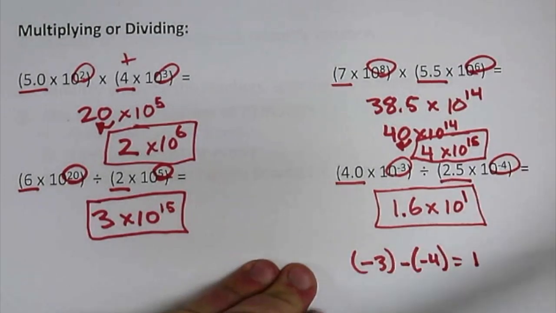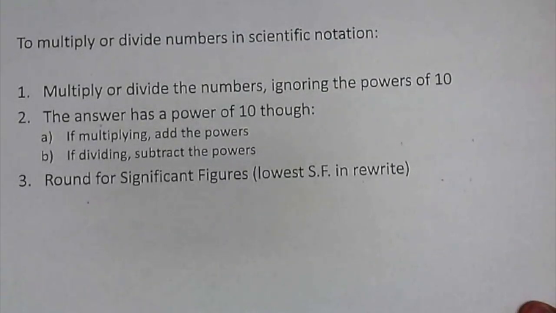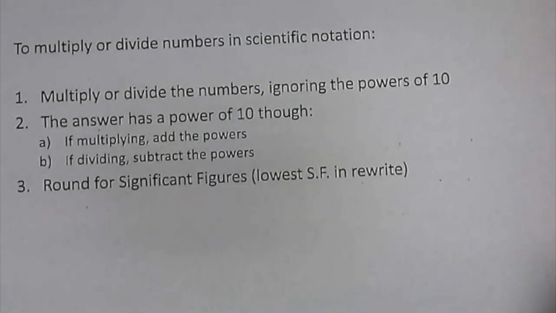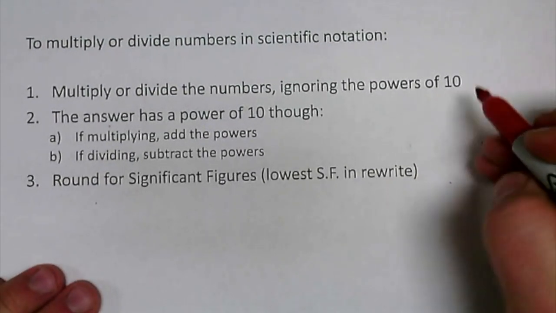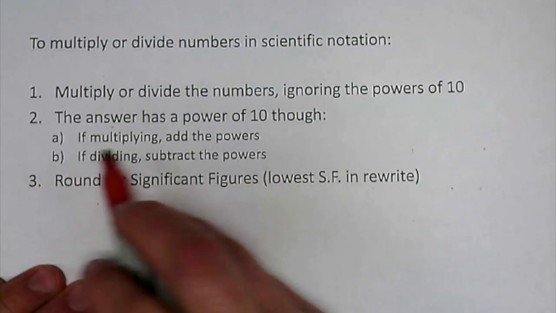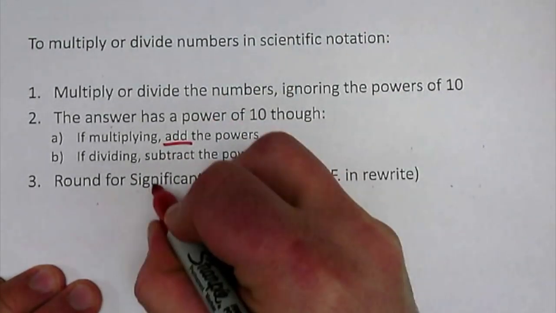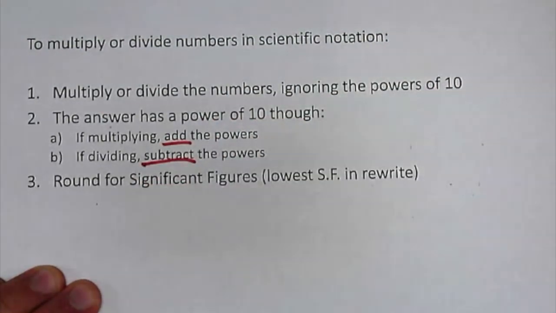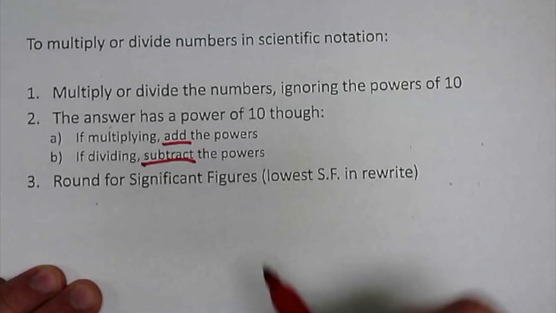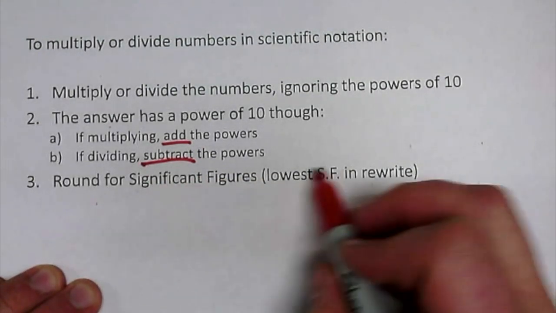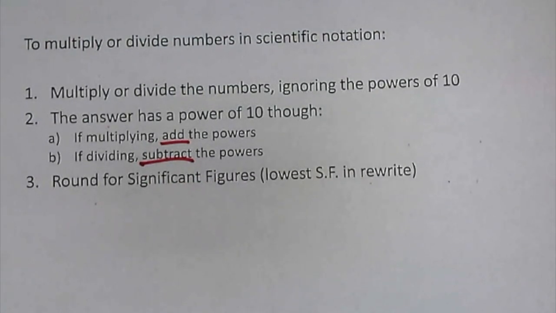To summarize this, you multiply or divide the numbers just as normal. Ignore those powers of 10. The answer, though, has a power of 10. So if multiplying, you add them, and if you're dividing, you subtract the powers. And don't forget to round for significant figures, whatever the lowest number of significant figures is in your equation.